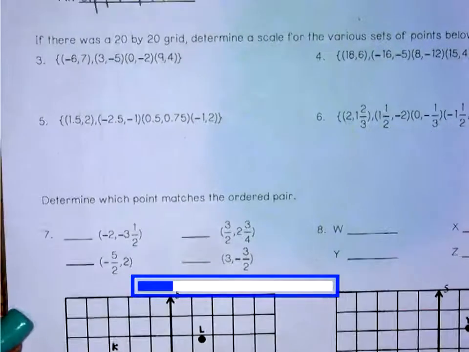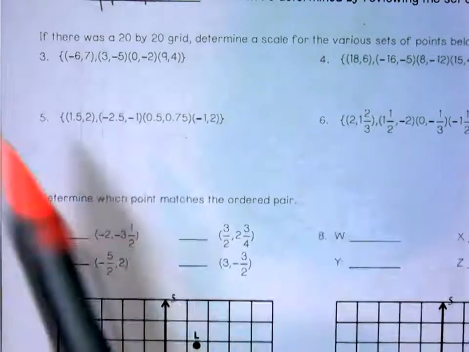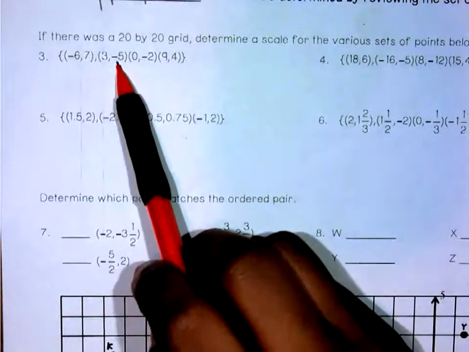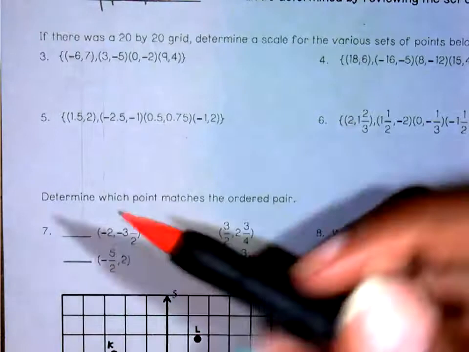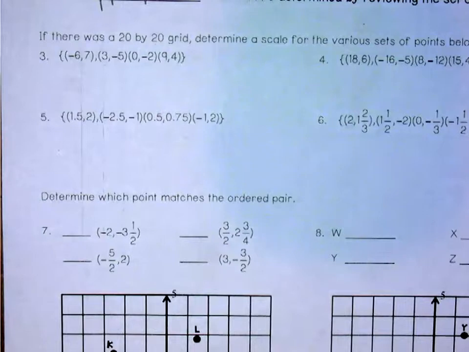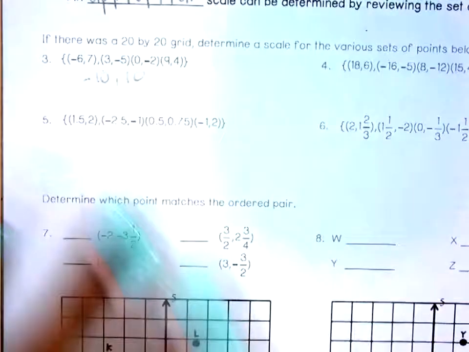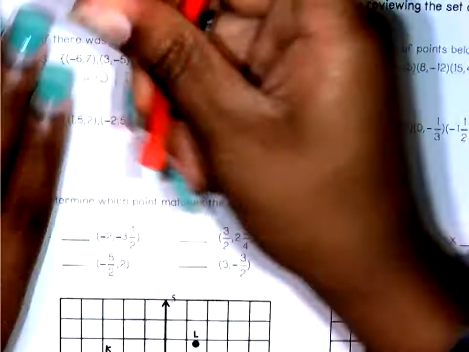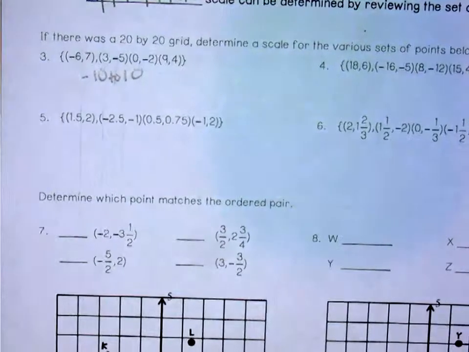All right. So we're going to start on this side. For number 3, you have -6 and 7, 3 and -5, 0, -2, and 9 and 4. One thing you should think about first is your highest number, which is 9. Usually with graphs, you want to go with a very well-rounded number. So we're going to say your scale would go from -10 to 10. That means all of your numbers will fall between -10 and 10.